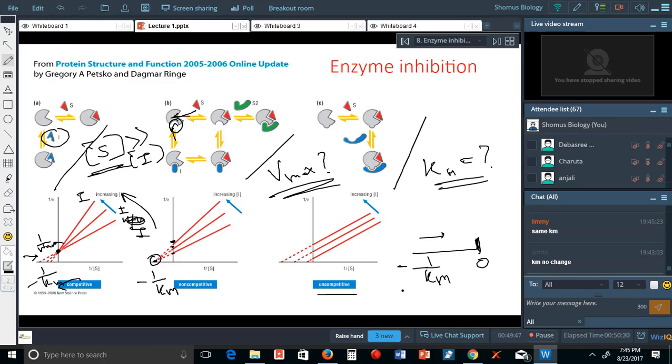Now the third one is uncompetitive inhibition. So what is uncompetitive inhibition? In this case, the inhibitor can only bind with the enzyme substrate complex. It does not bind to free enzyme, it does not bind to free substrate. It can only bind to the enzyme substrate complex. Right?